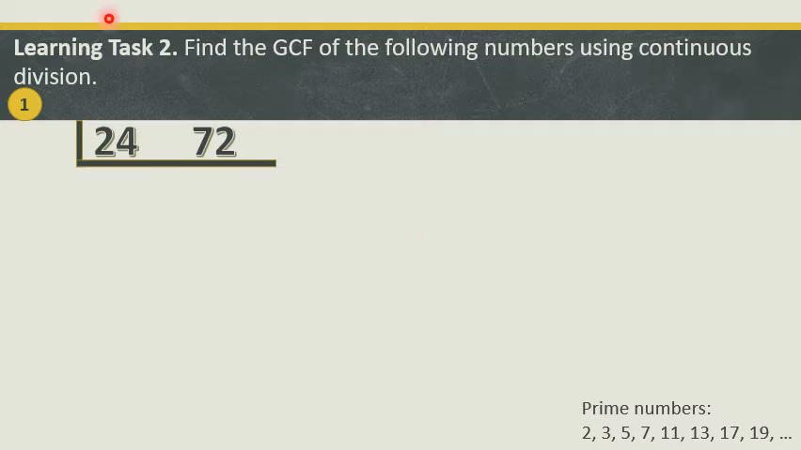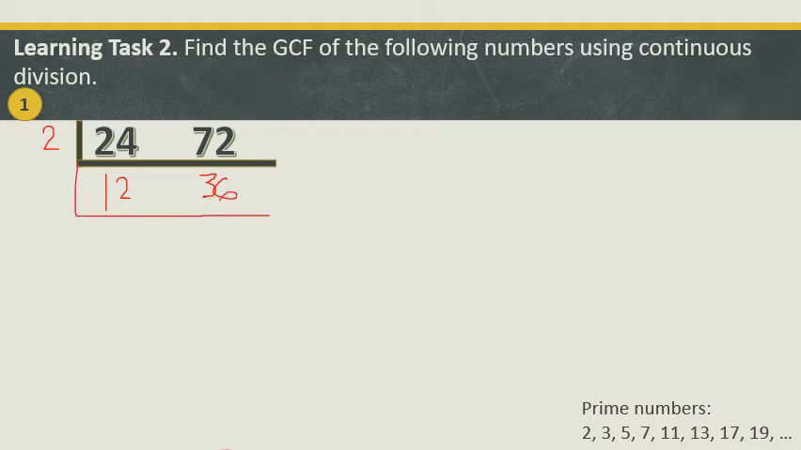For learning task 2, we will find the GCF of the following numbers using continuous division. So, solve natin siya. Dito sa 24 and 72, ang common factor nila, doon tayo magsisimula sa pinakamaliit ha. Doon natin titingnan muna. Ang common factor nila is 2. So, 24 divided by 2 is 12. 72 divided by 2 is 36.